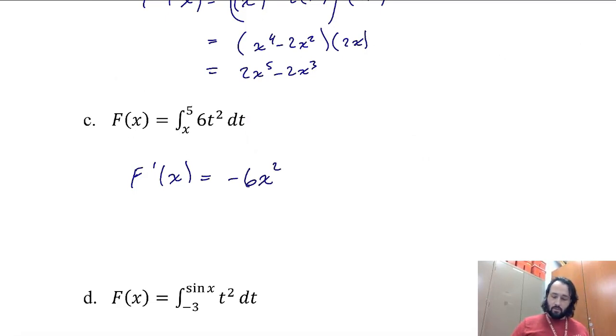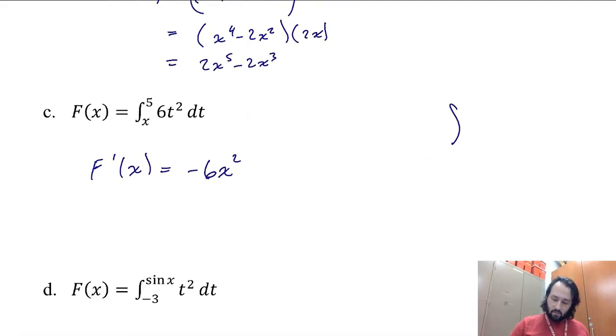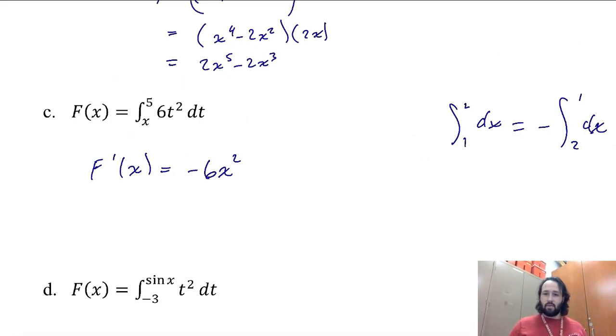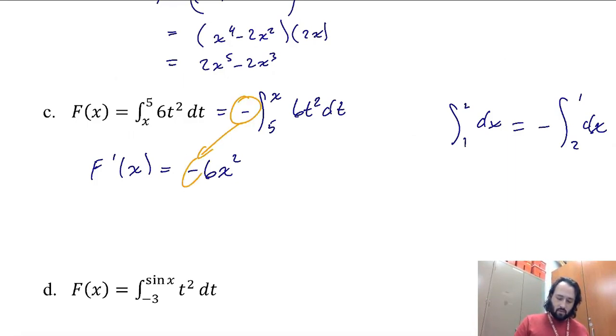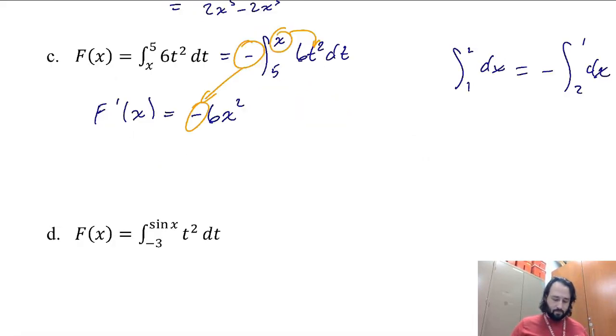The other thing that you can do is the integral from 1 to 2 of dx is the same thing as the negative integral if I flip it. Right, that was one of the characteristics that we talked about. If we flip the numbers, it just makes it the negative integral. So you could also rewrite this as negative the integral from 5 to x of 6t squared dt. And then it's easier to see where the negative is coming from as well, right? Because then I'm just going to throw the x in for t, and it's 6x squared.